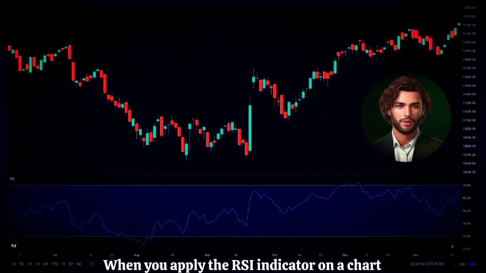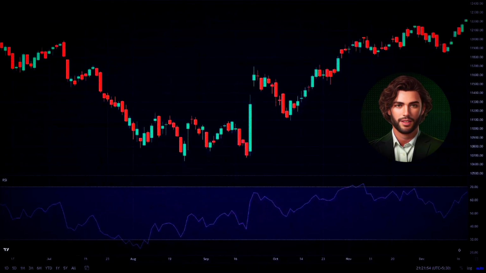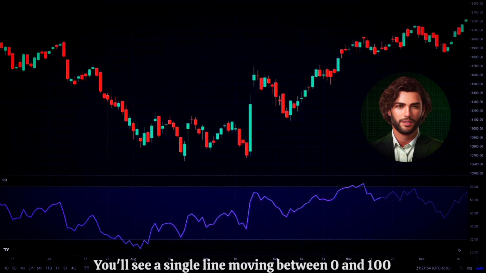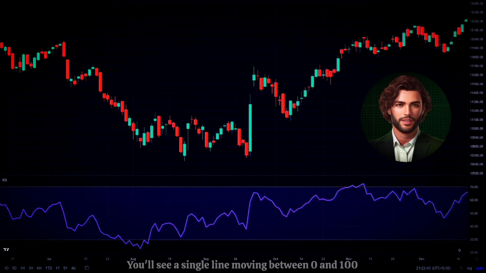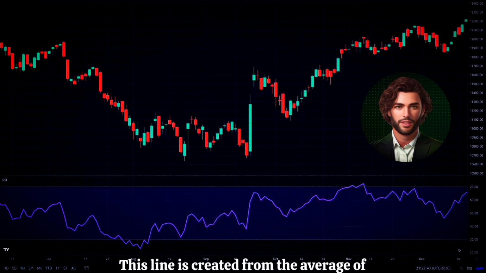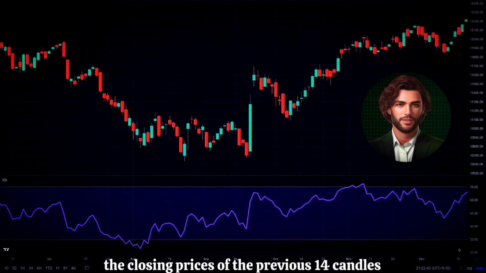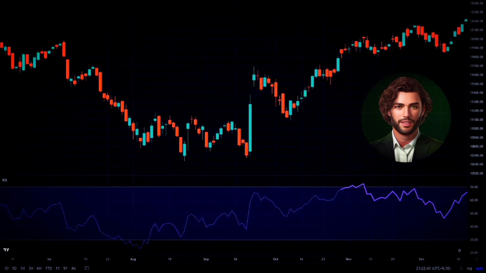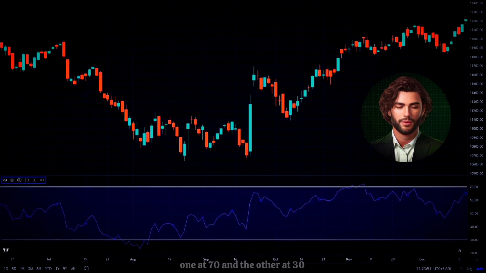When you apply the RSI indicator on a chart, it will look like this. You'll see a single line moving between 0 and 100. This line is created from the average of the closing prices of the previous 14 candles. You'll also see two levels here, one at 70 and the other at 30.